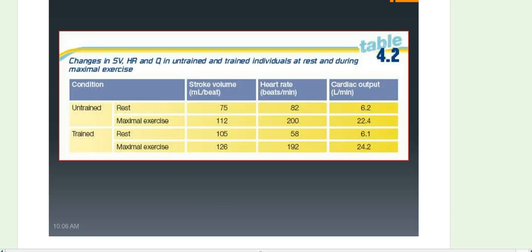Again, looking at it from a mathematical perspective, stroke volume times heart rate equals cardiac output. Now we do need to remember that cardiac output is measured in litres per minute, stroke volume is measured in mL, and we have 1000 mL equalling 1 litre. So if I was doing the first one, I'd be doing 0.075 litres times 82 equals, and if we look at it on the calculator, we'll actually get 6.15, which is rounding up to 6.2.